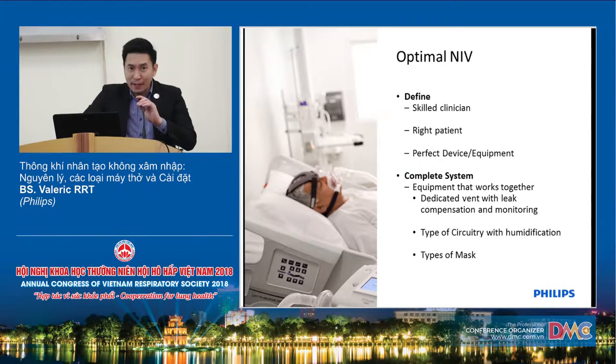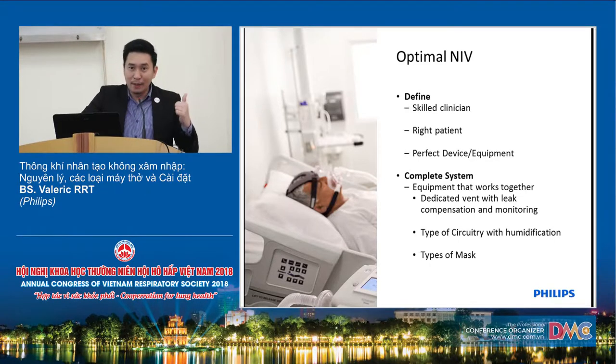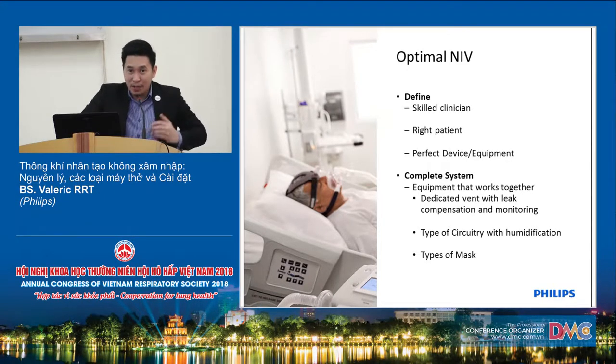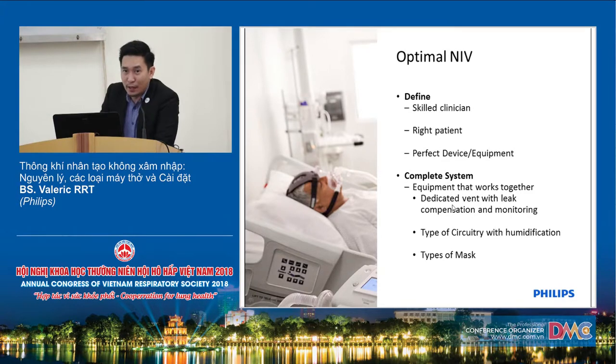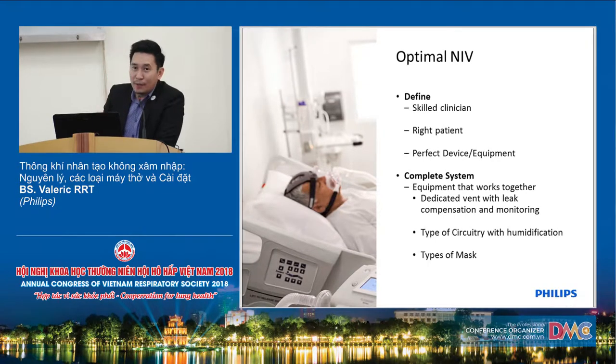Okay, and in addition, aside from clinician skills, you have to use the right device for non-invasive ventilation. We will discuss this one by one as we go along. So the right patient, then the perfect device, the equipment for non-invasive ventilation. And the equipment must be a dedicated ventilator with leak compensation, because one of the challenges for non-invasive ventilation is leak. If you have leakage all over the face, all over the circuit, you cannot deliver the correct pressure to the patient. And also the type of circuitry with humidification and the type of mask.